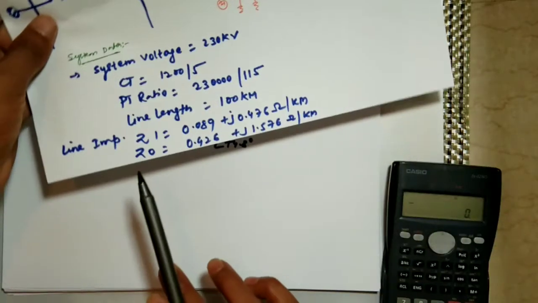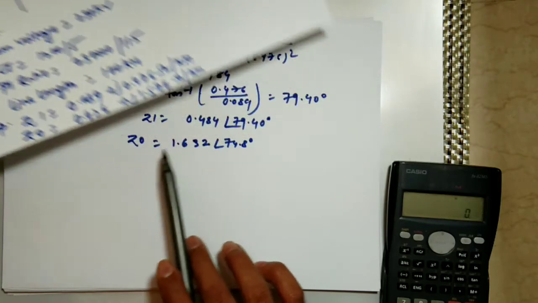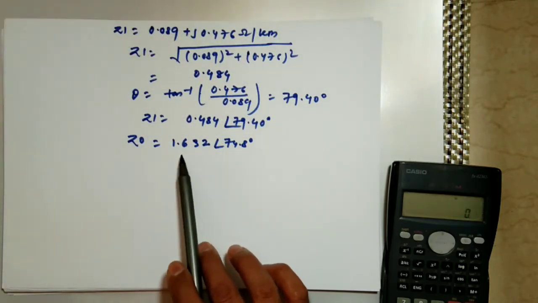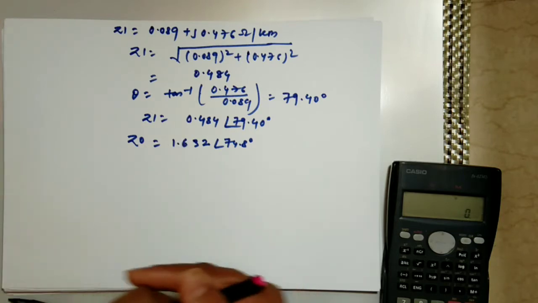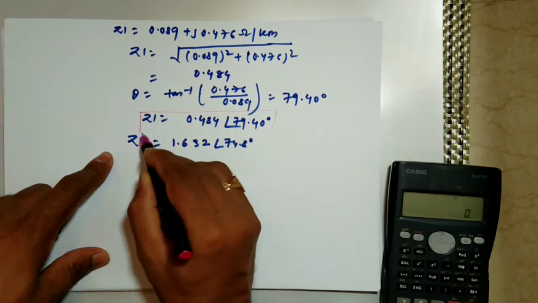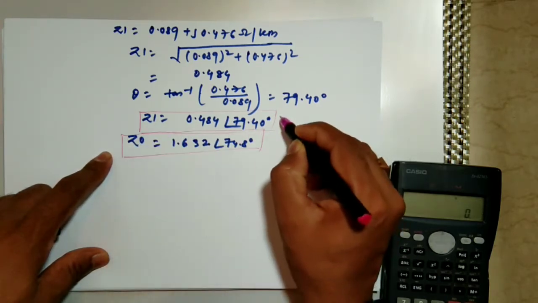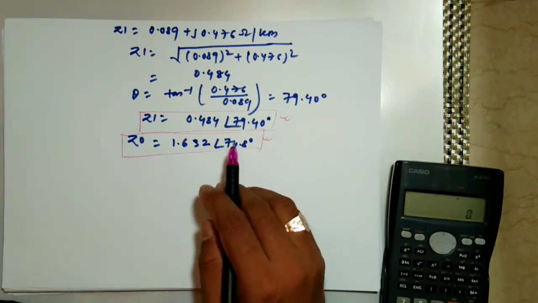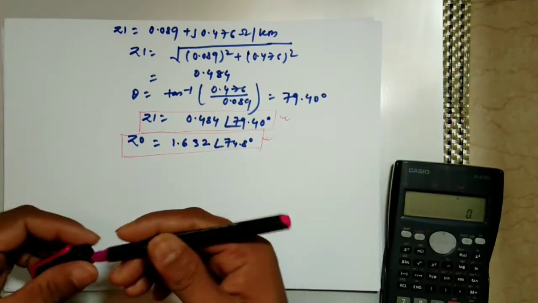Similarly, I have written Z0. That is in complex form, so I have converted it into polar form, and you will get a value of 1.632, angle 74.8 degrees. So you have got the two values in polar form, and based upon that we will calculate the value of line impedance.